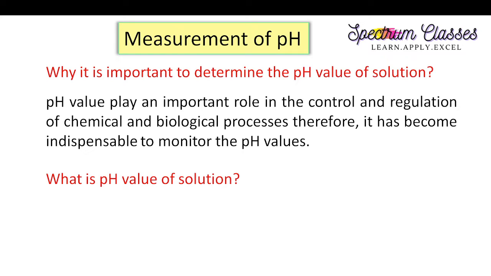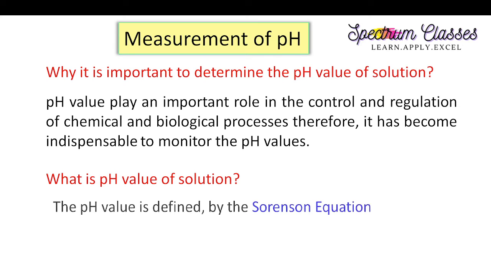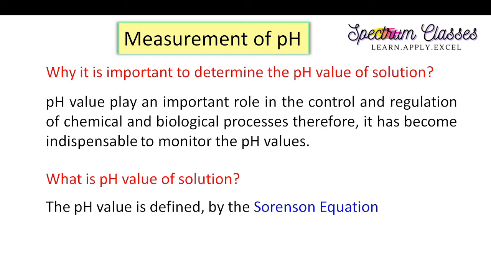pH value is defined by the Sorensen's equation, and the equation defines that small p then capital H is abbreviated for minus log base 10 H plus ion concentration. So within the square bracket I have written H plus. This as a whole is known as the concentration of H plus ions, actually the potential of H plus ion concentration.